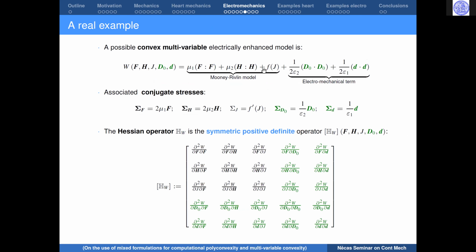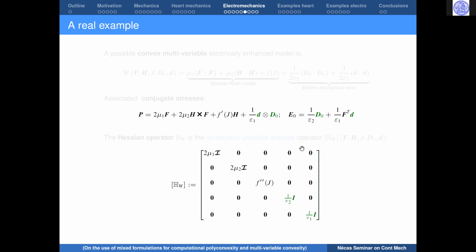A classical case, the Mooney-Rivlin model, enhanced with electromechanic contributions. So one term, D0, D0, and another term, DD. And this is the way the conjugate stresses look for the definition of Piola. This is the way the Hessian operator would look, potentially very ugly. However, for this particular material, everything is very simple, because only diagonal terms appear in the Hessian operator, and Piola and the electric field can just be obtained like this, which is remarkably simple.